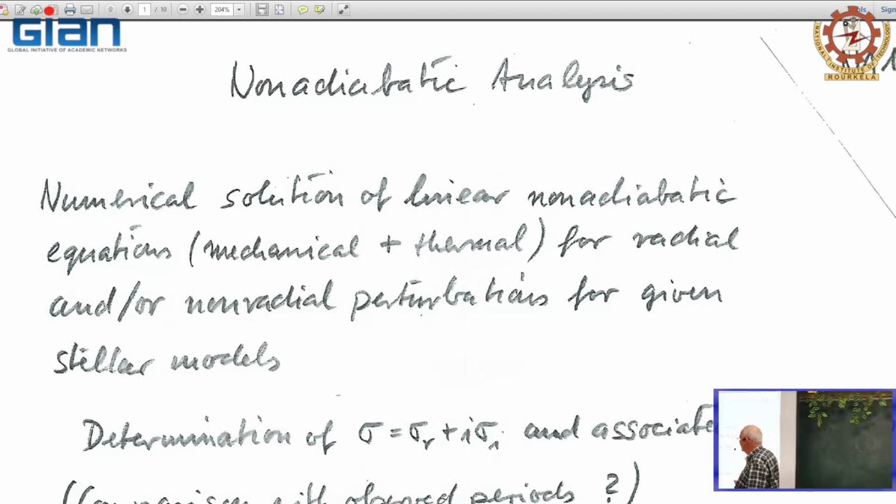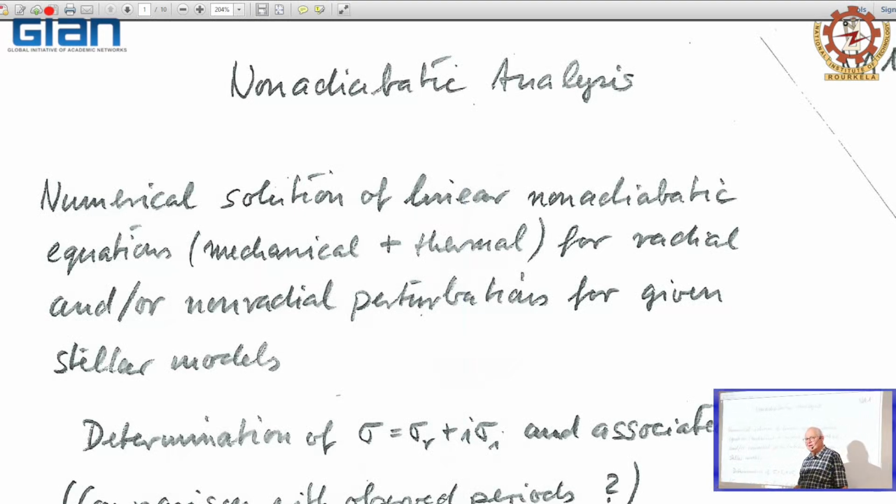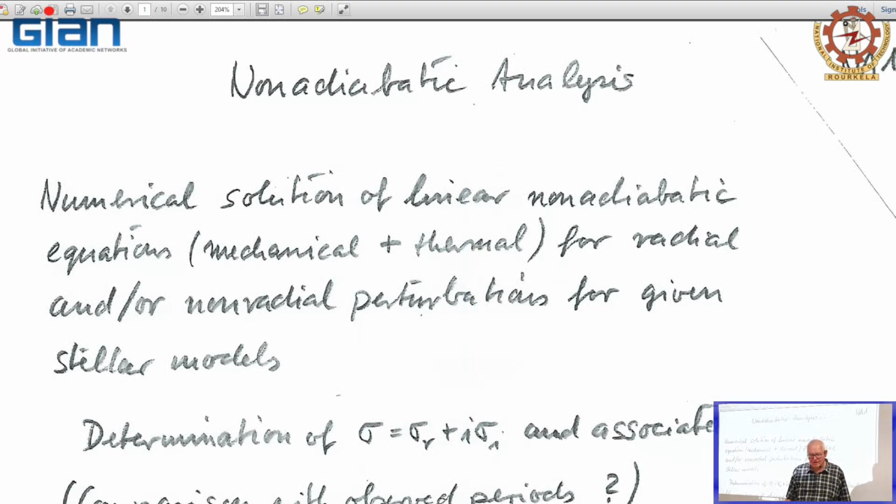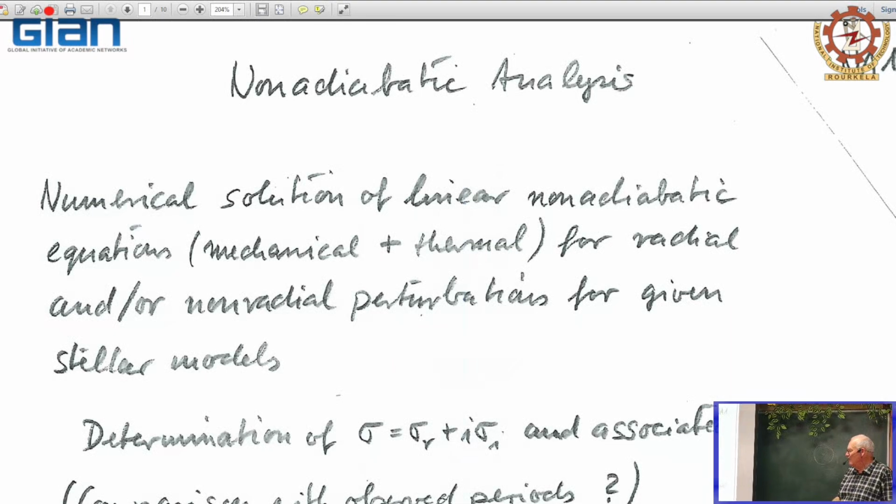We are now taking into account not only the mechanical part. The adiabatic approximation largely takes into account the mechanical part and reduces the thermal influence only to a relation between pressure and temperature or pressure and density, whereas we're now going and considering in detail the thermal equations, and we solve them using, for instance, the Riccati method for radial and or non-radial perturbations for a given stellar model. The result of this analysis is the spectrum of eigenfrequencies.